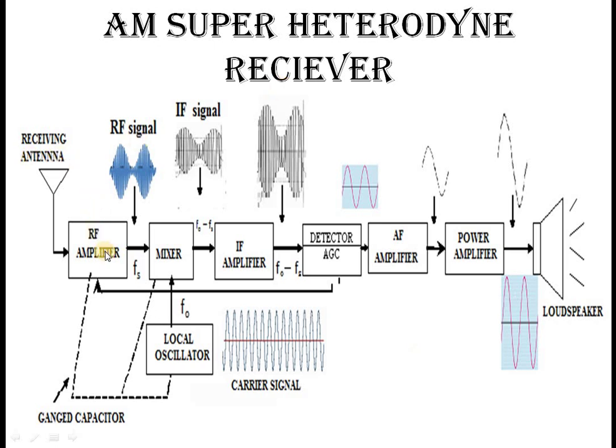receiving antenna, RF amplifier, mixer, IF amplifier, detector cum AGC, AF amplifier, power amplifier, loudspeaker and a local oscillator, wherein the RF amplifier, mixer and local oscillator tuning circuits are ganged together. That means a ganged capacitor is used in these three tuning circuits. This is an RF signal, IF signal, amplified signal, audio signal, amplified audio signal.